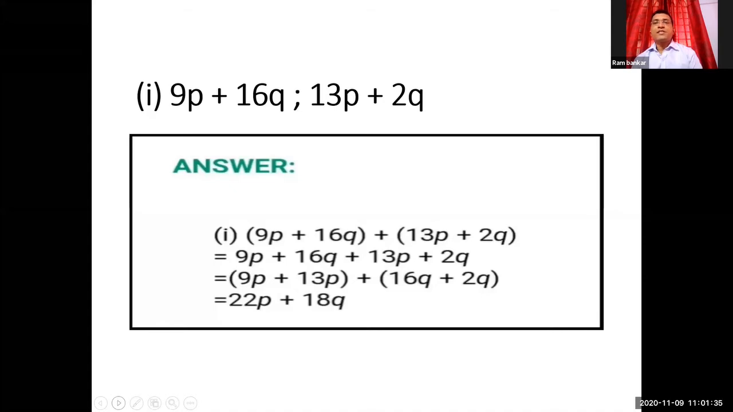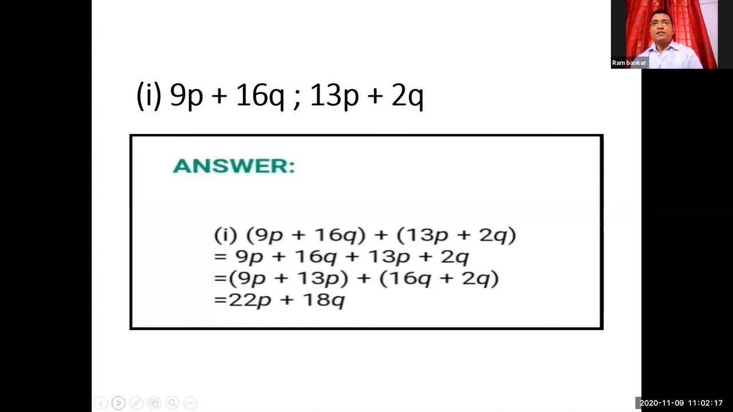In the second step, we put together the like terms: 9p plus 13p in the first bracket, plus in the second bracket 16q plus 2q. The q terms are like terms. So we have written them together. How much is 9 plus 13? 22p. Plus 16 plus 2, 18q. So 22p plus 18q is the answer of the first question.